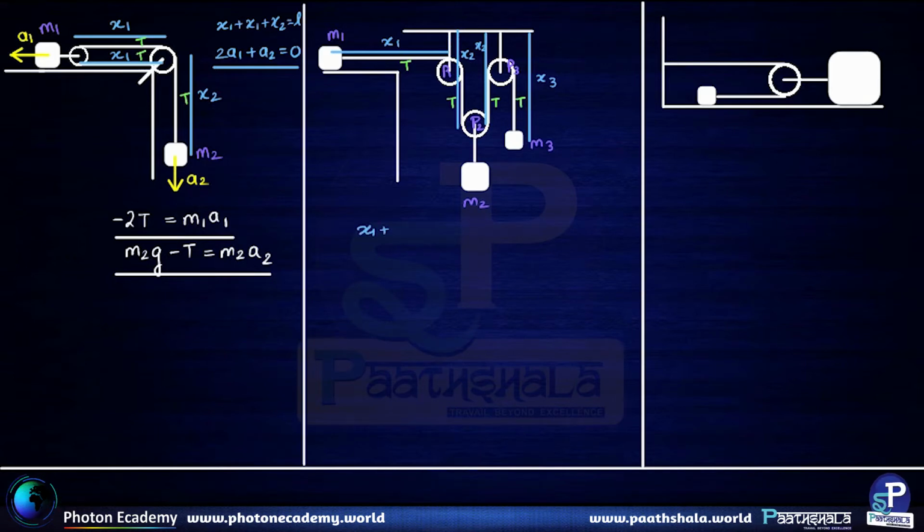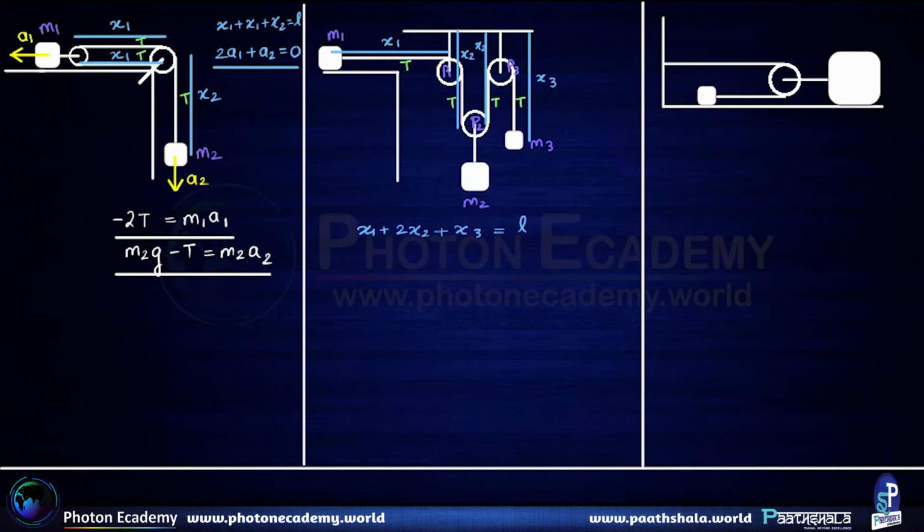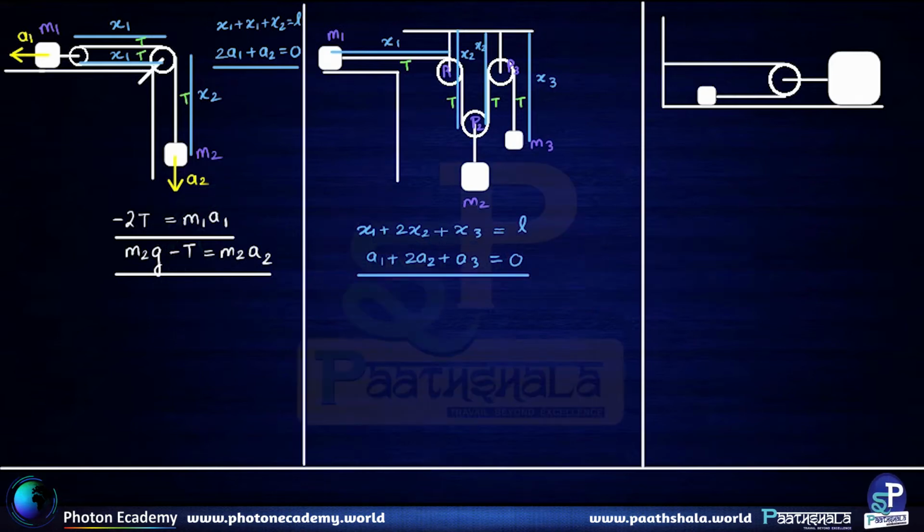So in such a case, I can write down the constraint motion equation as x1 plus 2x2 plus x3 is equal to the length of the string. Double differentiating, we get a1 plus 2a2 plus a3 is equal to 0. So this is one equation, which is the constraint motion equation.